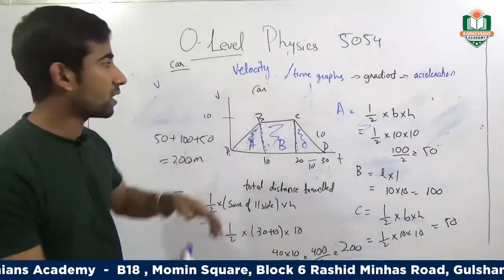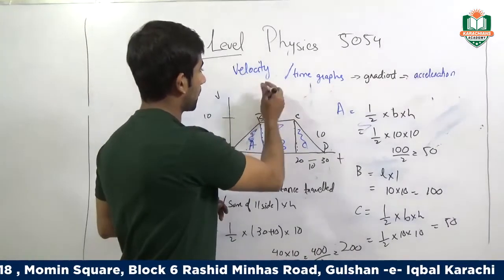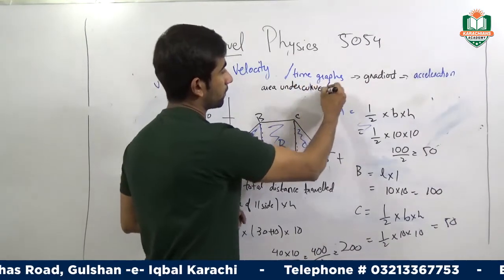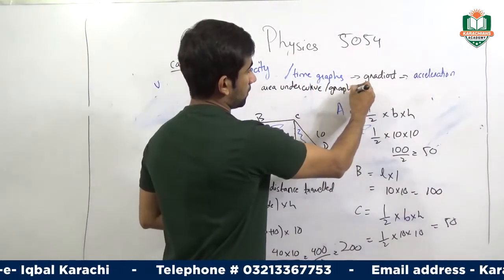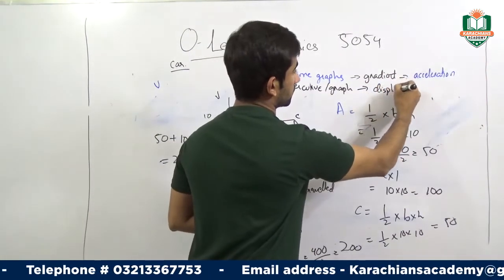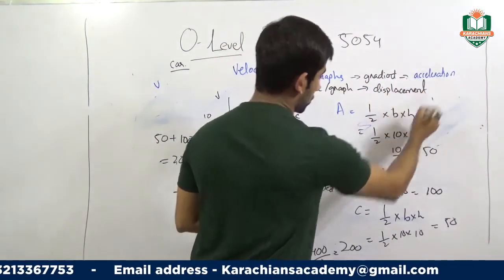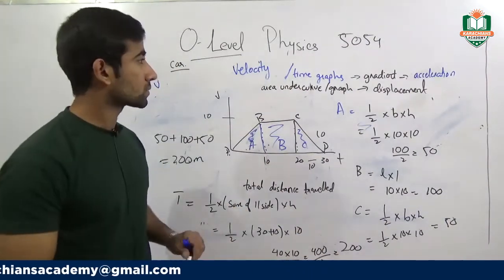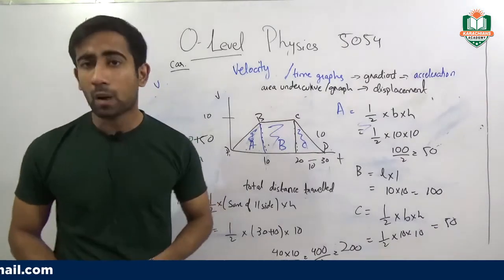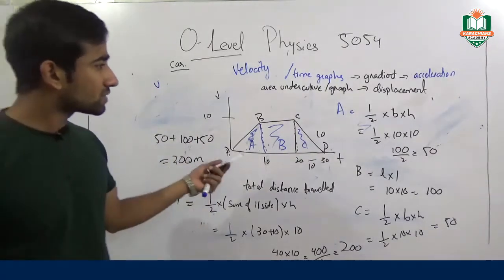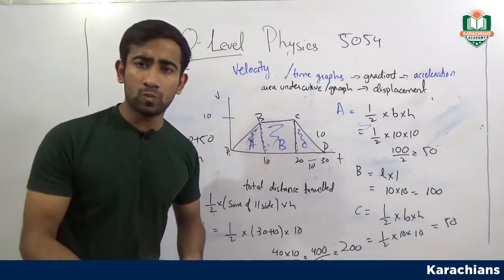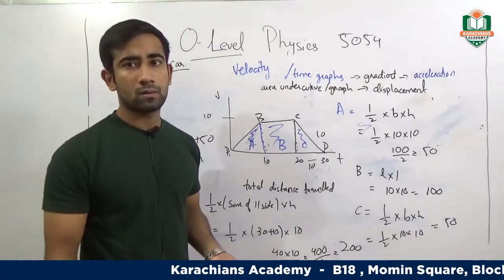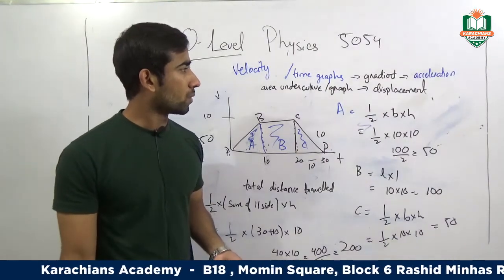In the case of velocity time graph, area under the curve or the graph is displacement. So total displacement in this case was 200 meters, and that's what the questions usually come in past papers, and we have done these questions. So you can go and do past papers on your own, and if you need any help you can just contact us for more details.